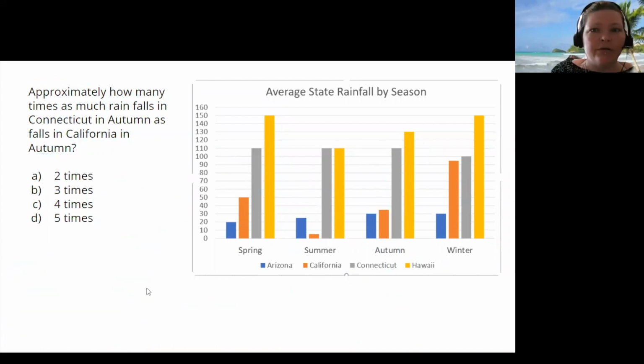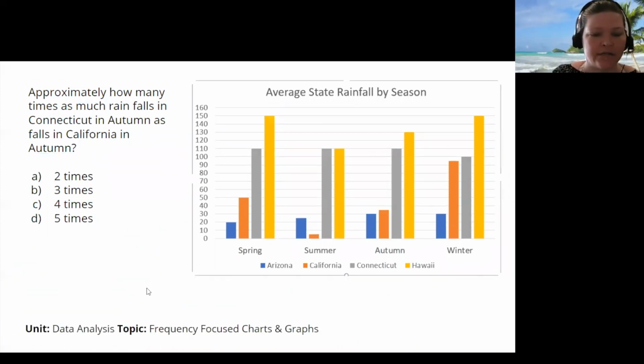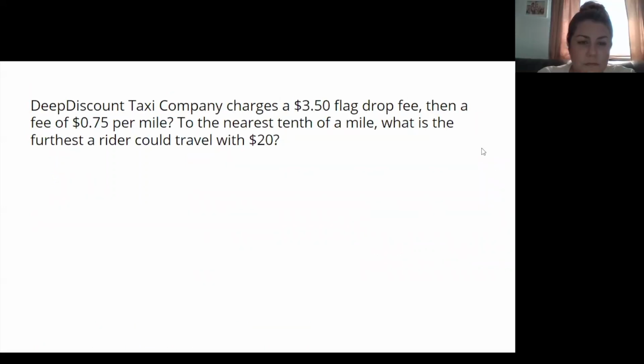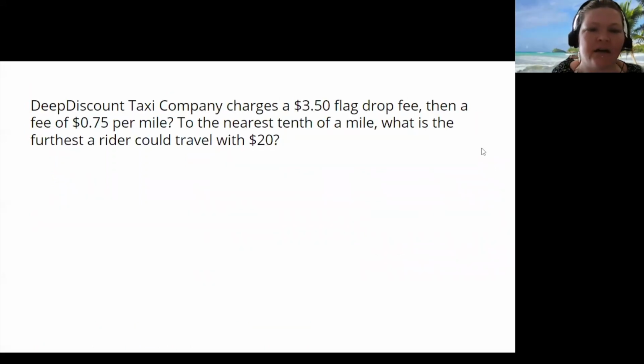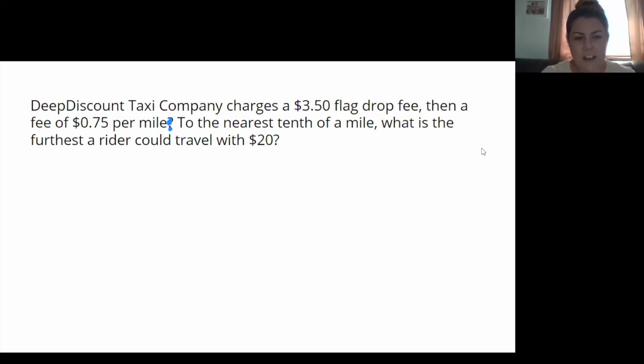They're so important. Cool. So what is this? Oh, data analysis unit. This is a frequency focused chart and graph, just basically interpreting graphs. So here we go. Deep Discount Taxi Company charges a $3.50 flag drop fee, then a fee of 75 cents per mile. To the nearest tenth of a mile, what is the furthest a rider could travel with $20? Okay, what are they asking me to do or to find? How far can someone go with this taxi company with $20, to the tenth of a mile?